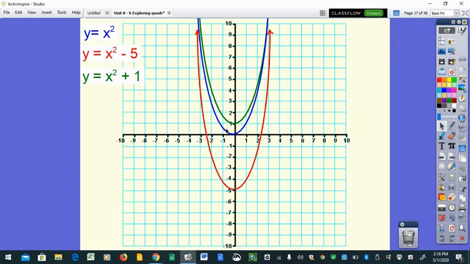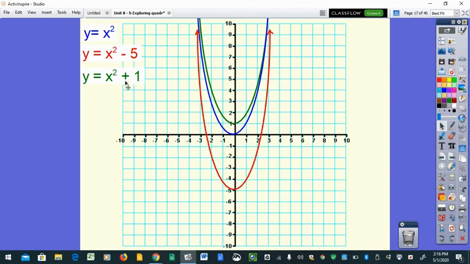So notice that the parent function is the blue one. It's vertexed at 0, 0. It goes through 1, 1, 2, 4. This is the quadratic parent function. It's the blue one. Every one of these parabolas is the same width because the a didn't change. It basically just slid. It just translated that parabola either up or down.